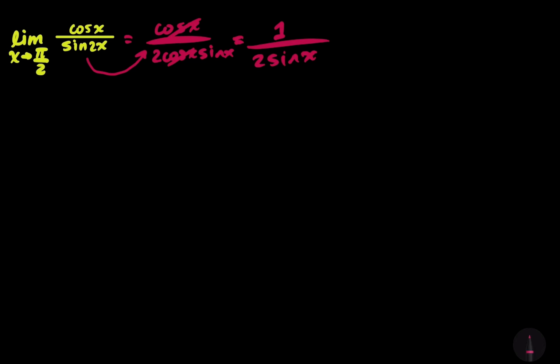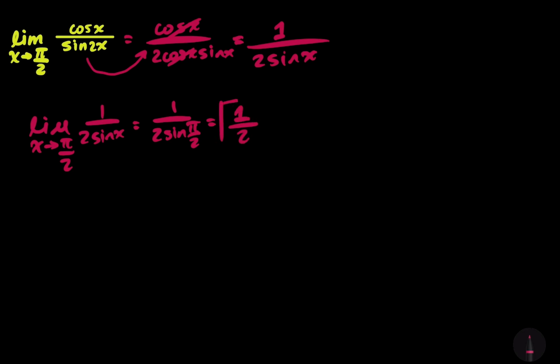And then we can just use direct substitution, so we'll get the limit as x approaches pi over 2 of essentially 1 over 2 sine x, which is just going to be 1 over 2 sine of pi over 2. We know sine of pi over 2 is just 1, so this will be equal to 1/2. And we're able to determine the limit quite easily.